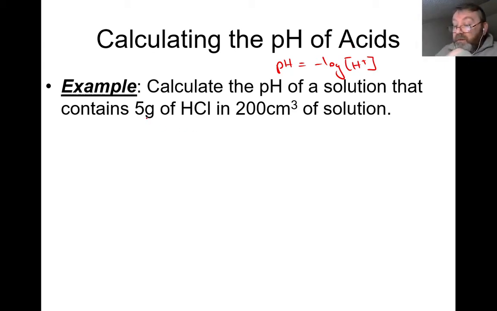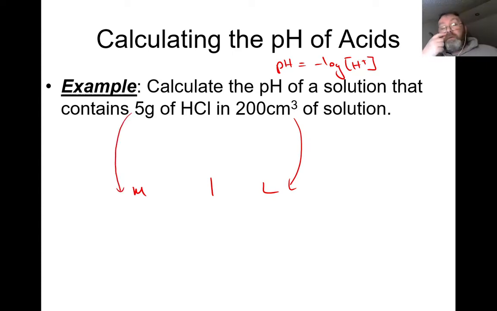What have I got here? Grams per 200. I have to go to moles per litre. So I've got 2 things to work on. First of all, I've got to bring 200 centimeters cubed to a litre, and secondly, I've got to bring the number of grams up to moles. Let's do that step by step. Let's do the first thing.